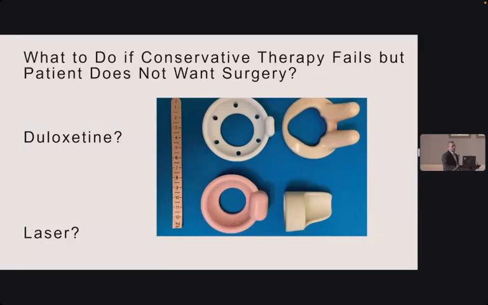Then in terms of drugs, I just put a question mark next to duloxetine. Duloxetine is a drug that was developed for incontinence, because as I said earlier, it's mostly not pharmacological. It is a serotonin reuptake inhibitor, and the registrars will be able to tell me that it has an effect on the nucleus of Onuf in the pelvic nerve plexus.